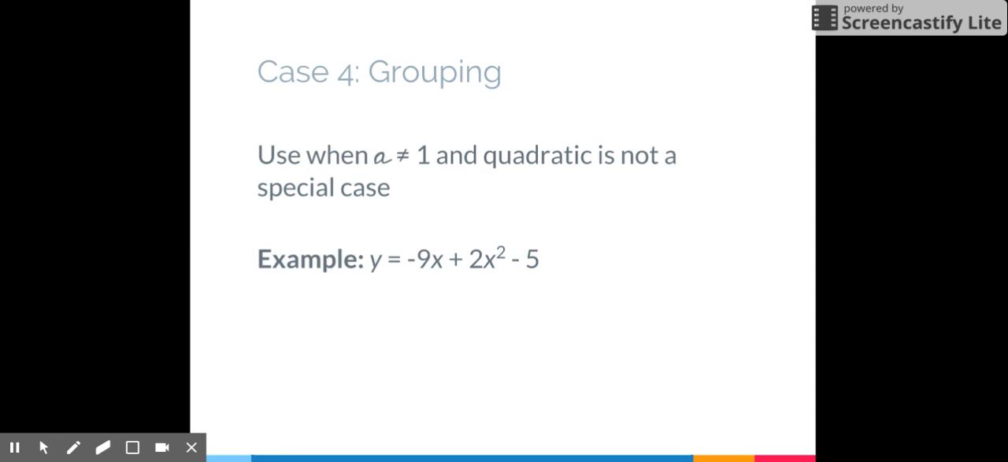So for instance, down below, we don't have a difference of perfect squares, we don't have a greatest common factor, and our a value is 2. And so this is a perfect setup to try factoring by grouping. So let's explore how to do that.